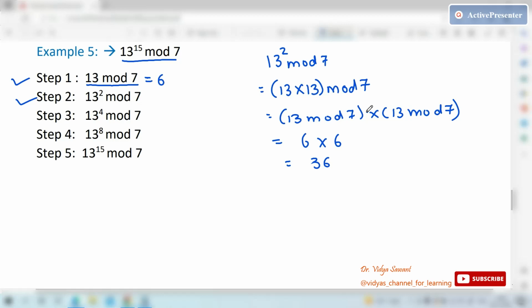Now you have to ask two questions. One, is it a positive number? Yes. The second question is, are you getting the answer between 0 to b minus 1? b minus 1 is 6. So I'm not getting an answer between 0 to 6. Therefore, I should perform the mod operation on this. Now how do you perform mod operation on this? 36 divided by 7. 7 into 5 is 35 and I get a remainder which is 1. Now again ask the question, is the remainder positive? Yes. Is the remainder between 0 to 6? Yes. Therefore my answer to 13 raised to the power of 2 mod 7 becomes 1.